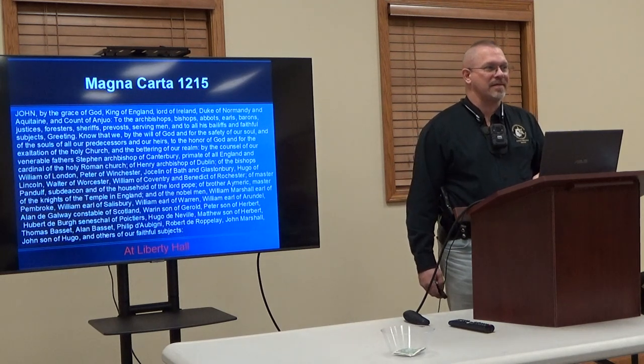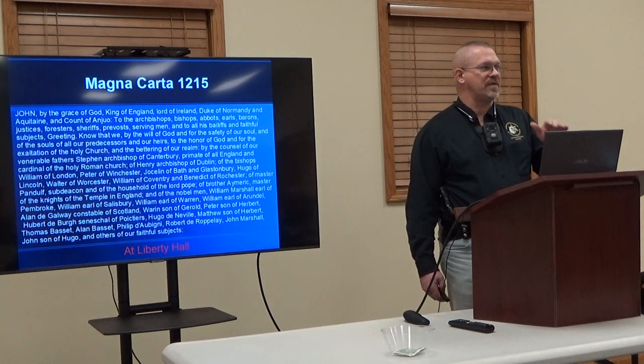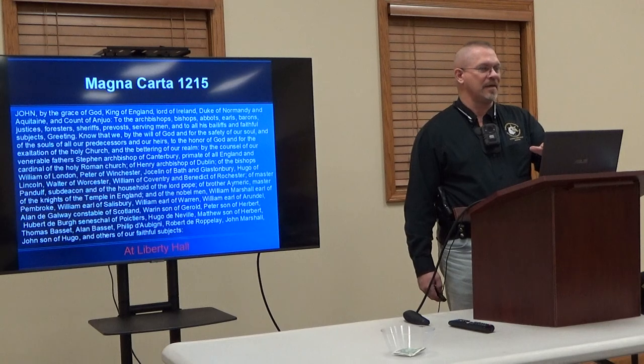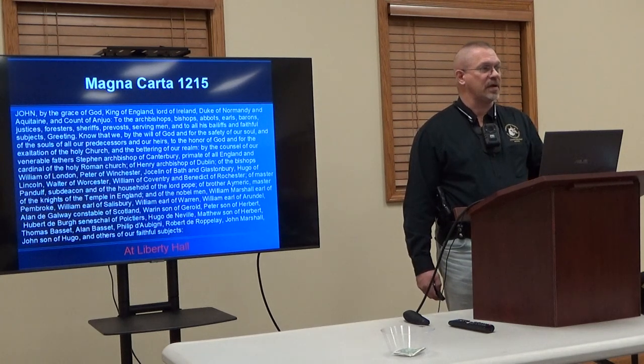Stephen Langton wrote this, and the barons supported him in it. So do you think John would have signed this with that in there, without a sword to his throat? Stephen Langton, by the way, was his political rival.